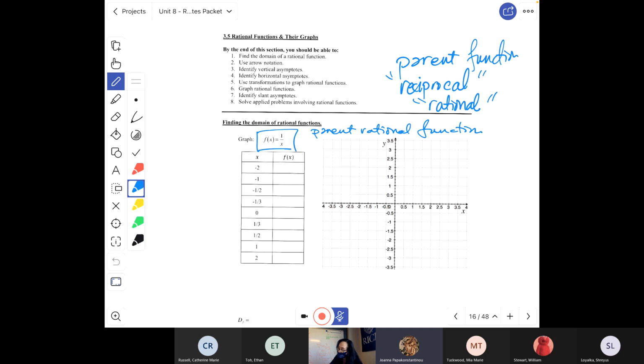I could substitute in different values of x, but looking at the parent, what do you notice? You notice that there is a specific x value that will cause this to be undefined. What is that x value? 0. When x is 0, this is undefined. Everywhere else, I could go ahead and evaluate this function for any value of x.